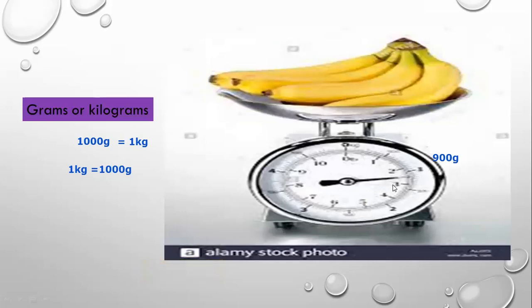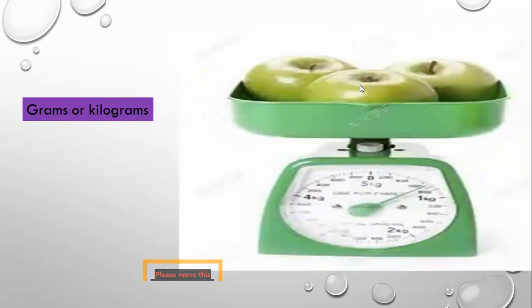This is another type of scale. Okay, there are different types of scale. When you go to supermarkets to buy groceries or vegetables, they have different kinds of scales. The one I'm showing you are analog scales, but they also have the digital ones, which only show numbers.